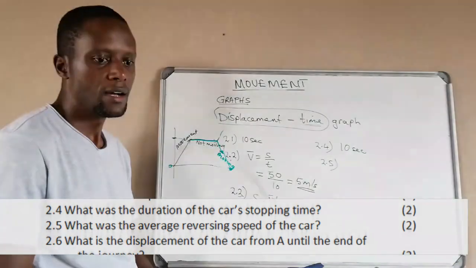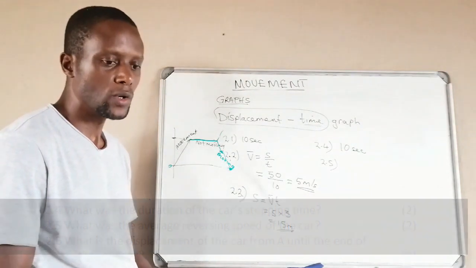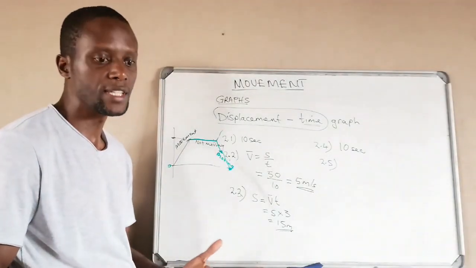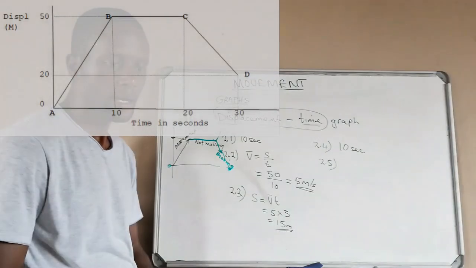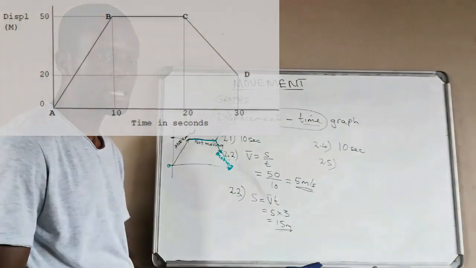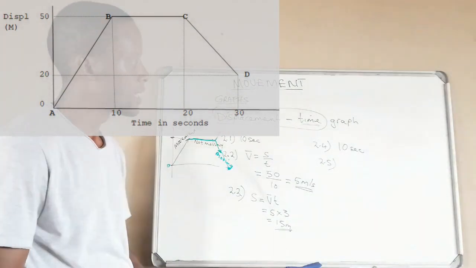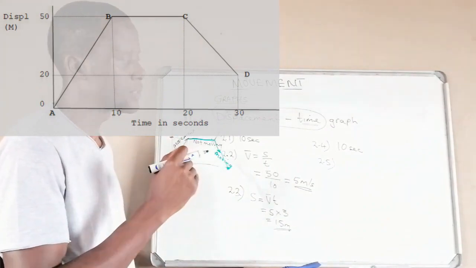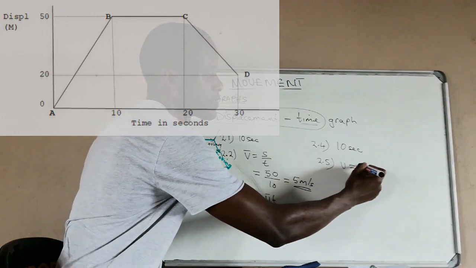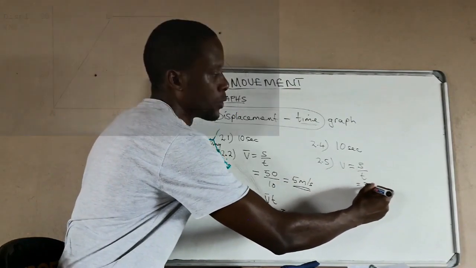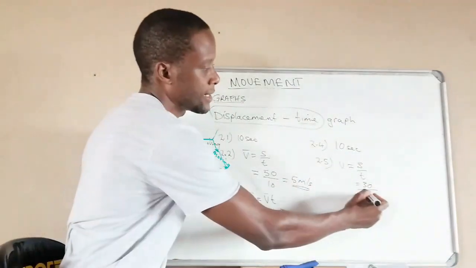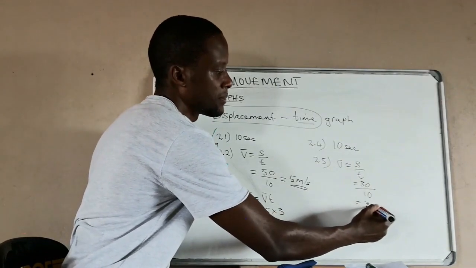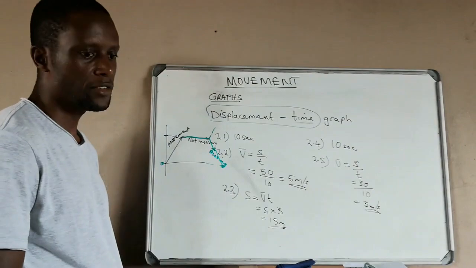So when we look at that graph, reversing means we are heading back towards our original place. We have changed direction. We are not moving further away, but we are moving back to our original position. So our reverse is only taking place between C and D, and that is a time of 10 seconds. The displacement that took place was, we moved from 50 until we reached 20, so the displacement was 30. So we reversed for 30 meters in 10 seconds, and our average reversing velocity was 3 meters per second.